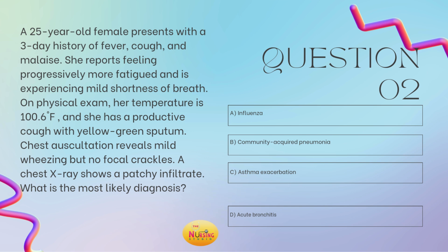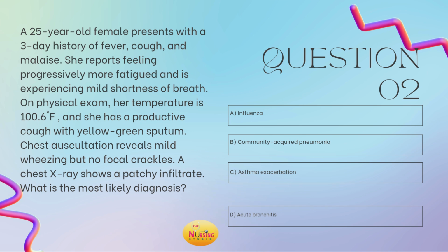A 25-year-old female presents with a 3-day history of fever, cough, and malaise. She reports feeling progressively more fatigued and is experiencing mild shortness of breath. On exam, her temperature is 100.6 degrees, and she has a productive cough with yellow-green sputum. Chest auscultation reveals mild wheezing but no focal crackles.